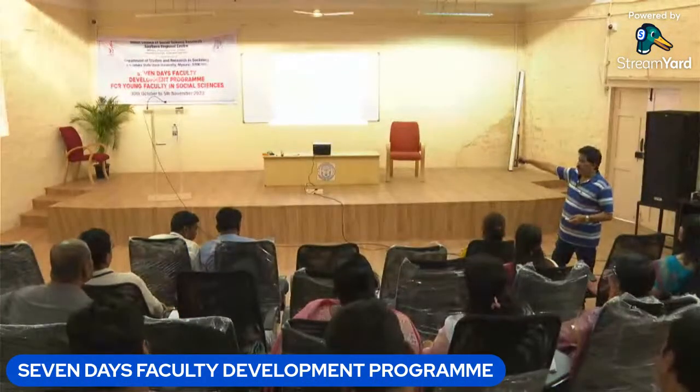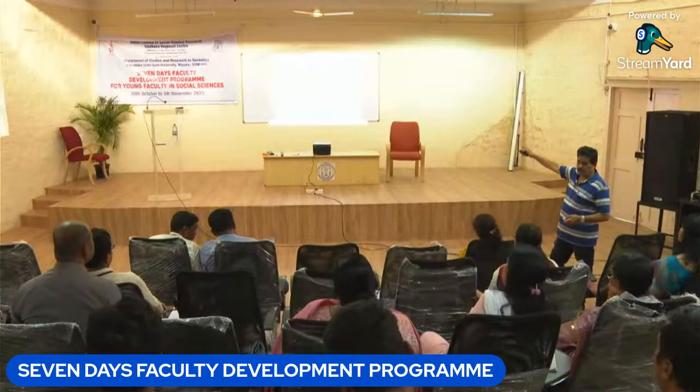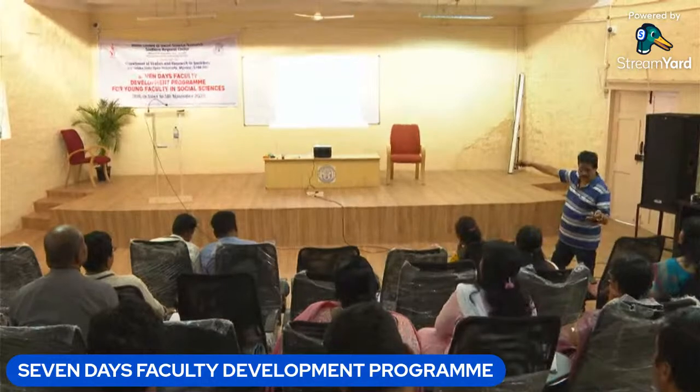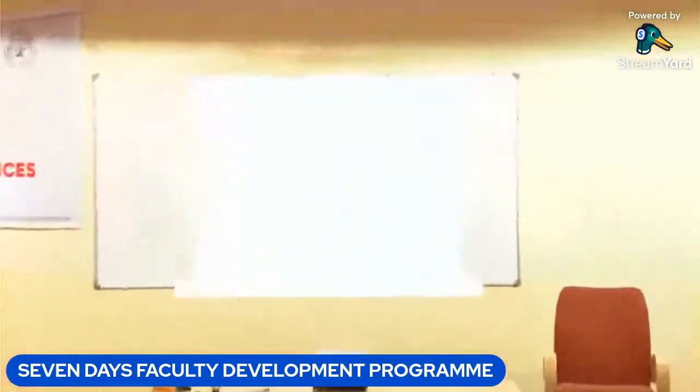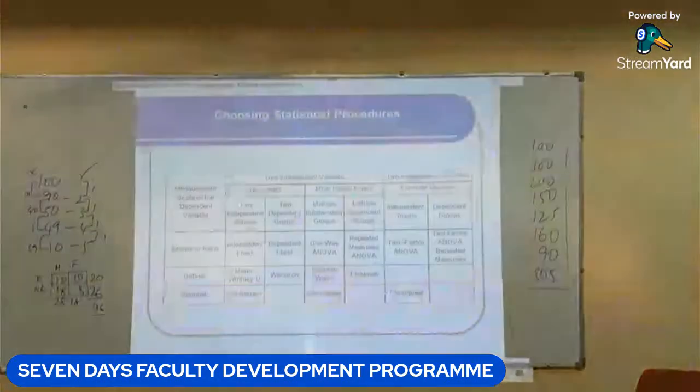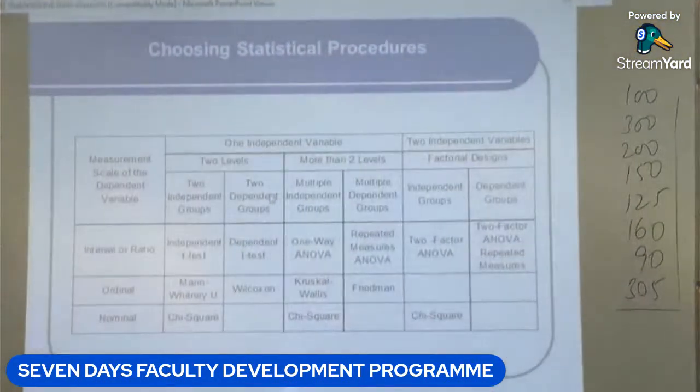So I have given a rough sketch. What are the tests to be applied and when? You can refer to this, it's like a ready reckoner, where you can check what is the test to be applied at parametric level or non-parametric level. You can just refer to it as a guide.